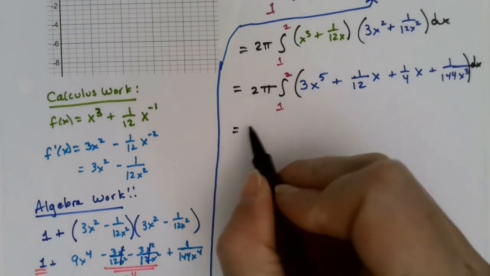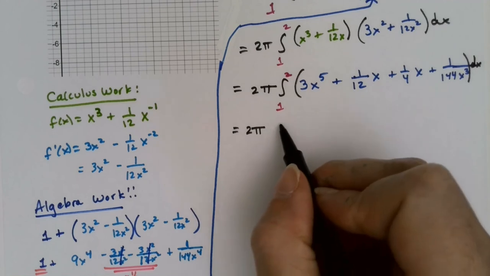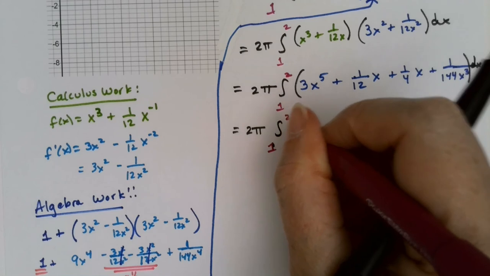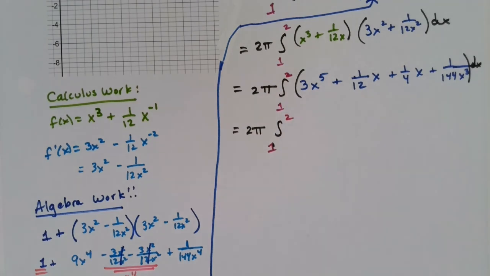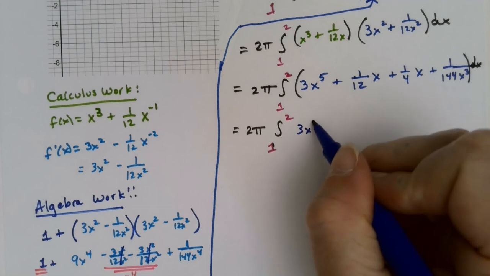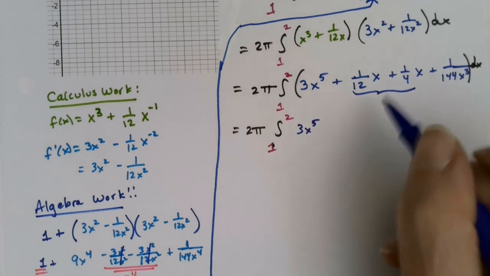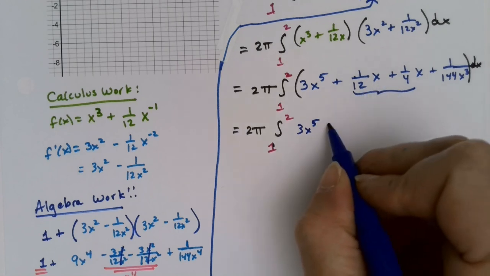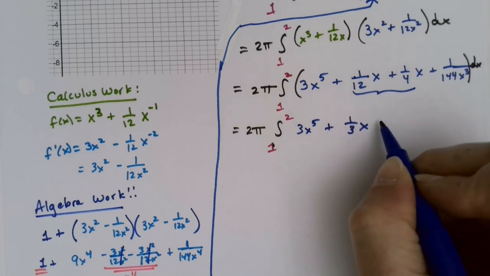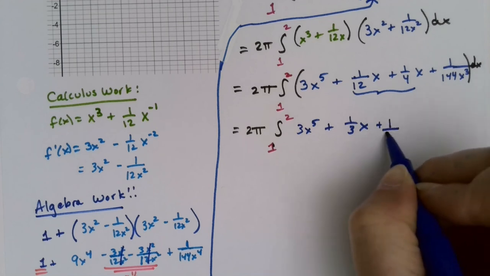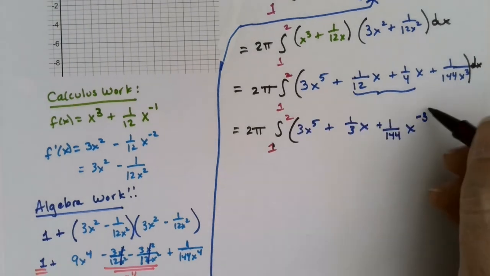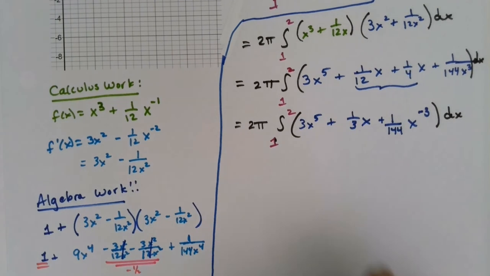Okay, so then this is 2 pi integral. I can combine like terms in the center there. So from 1 to 2, that'll be 3x to the fifth. And then these two combine to make, well, let's see, that's 1/12, that's 3/12, that's 4/12, which is 1/3. So that's 1/3 x plus 1 over 144. I'm going to rewrite that as x to the -3 back there because I know I'm going to have to integrate this next. So if I'm going to have to integrate it, I might as well write it as a power.